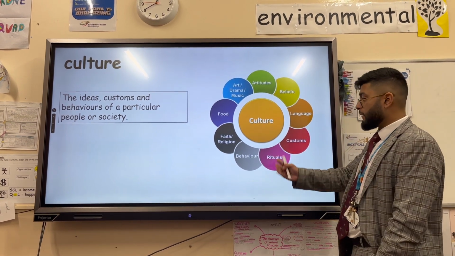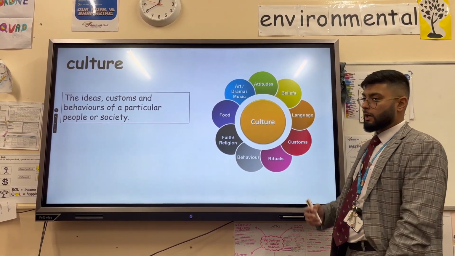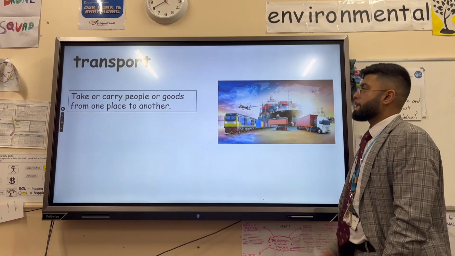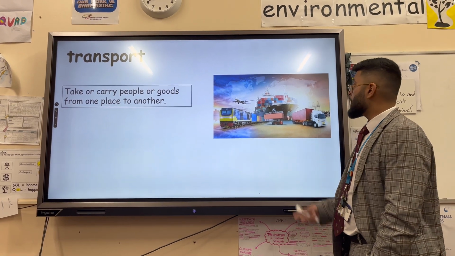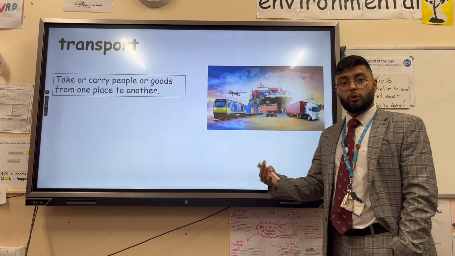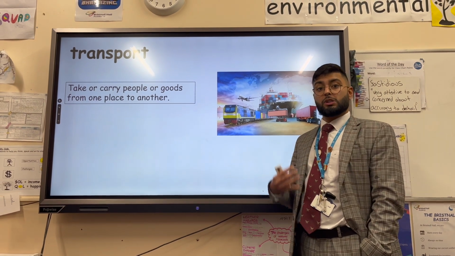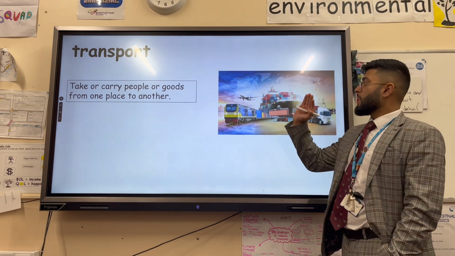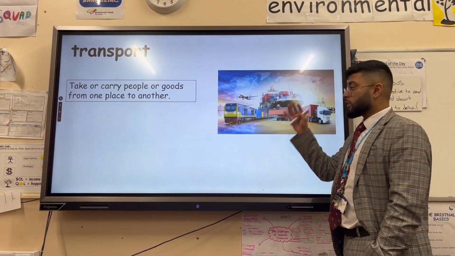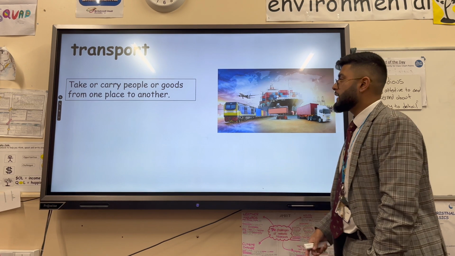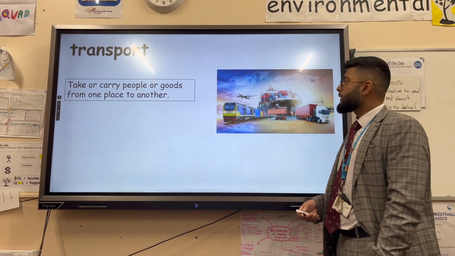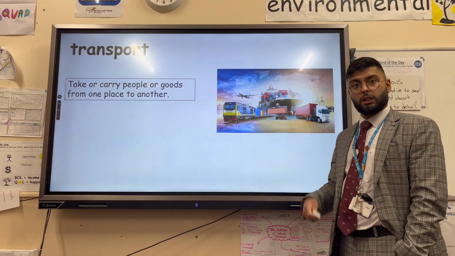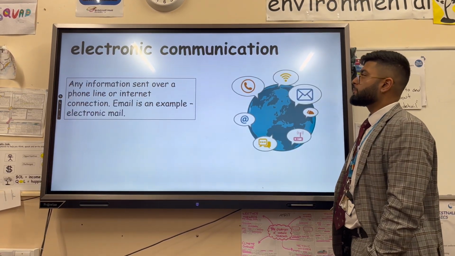It's made up of food, faith, religion, behaviour, rituals, customs, language, and as the UK's economy changes, culture plays a massive part. Transports, this is taking or carrying people or goods from one place to another. We talked about how important imports and exports are for the UK's GDP, for the UK's economy, and the air, road, rail, and also our shipping or port capacity and all the infrastructure related to them are really important to our economy as well. If we can improve all of that infrastructure, we will grow our economy.